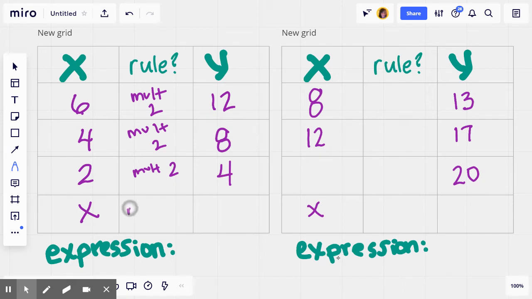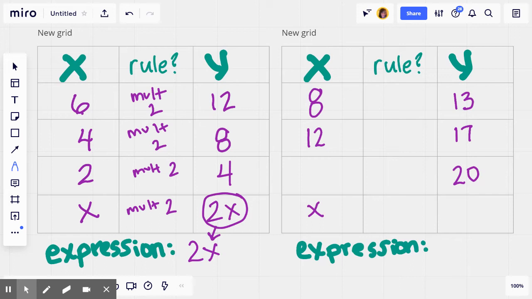Now remember, I have to have the same rule all the way down. So the question is now, how do I show multiplying by x? How do I show 2 times x in algebra? Well, I write it like this, 2x, which also happens to be the expression for the whole table. What this is saying is in this table, we take each x and we multiply it by 2 in order to get the y. Okay, that's what this means.